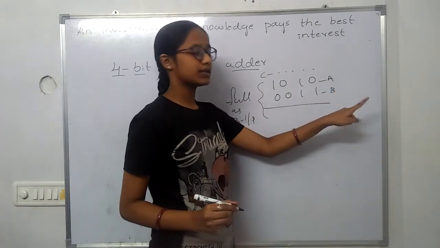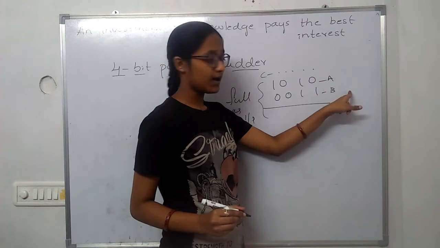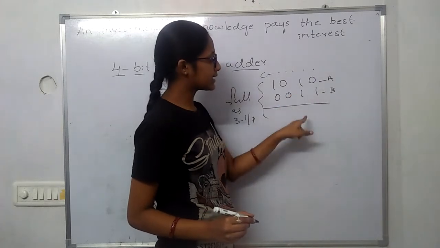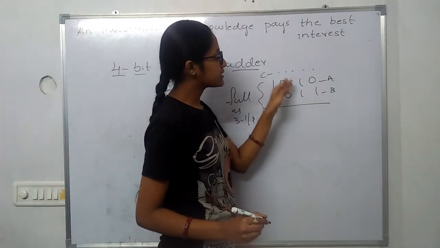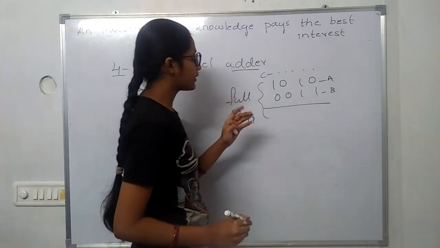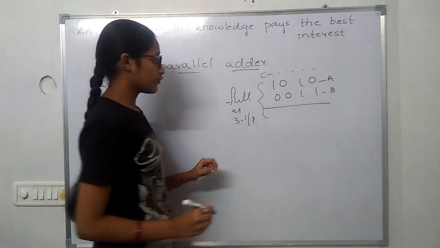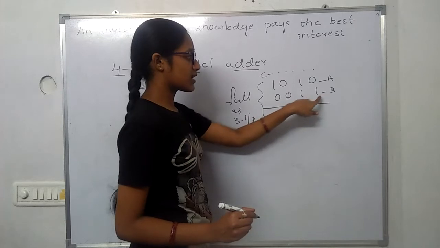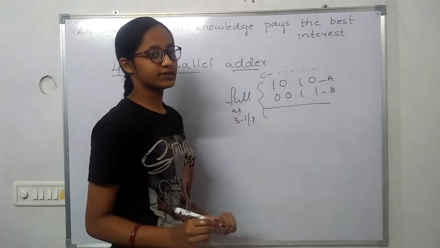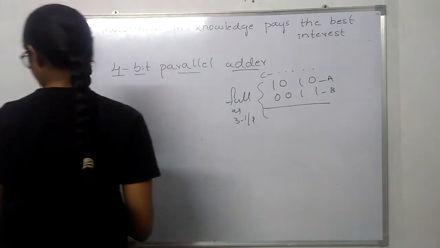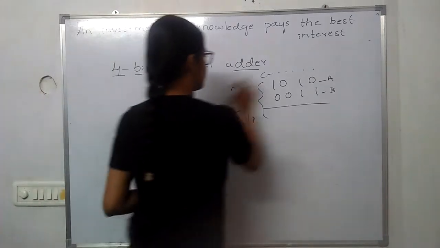A and B are our augend and addend, but there is also the carry that is generated for each sequential bit, so we need to take a full adder. As we are having 4 bits, we have to take 4 full adders. Let me draw.